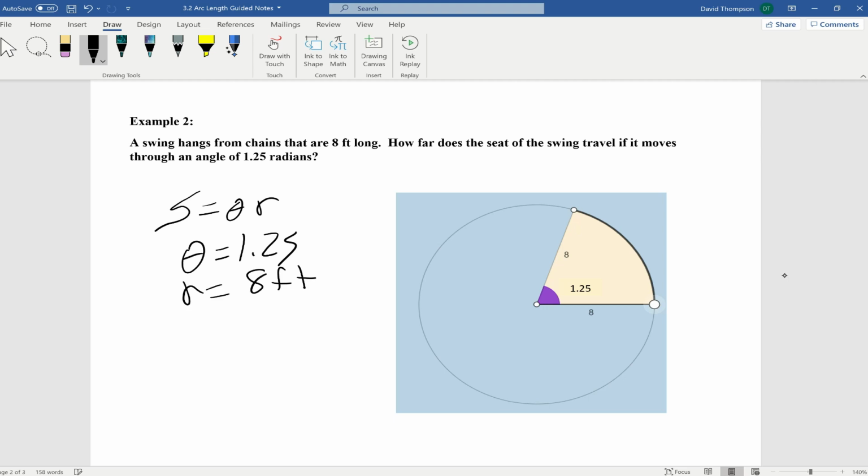So we just have to multiply 1.25 times 8. And 1.25 times 8 is 10 feet. So our arc length is 10 feet. And we're done.